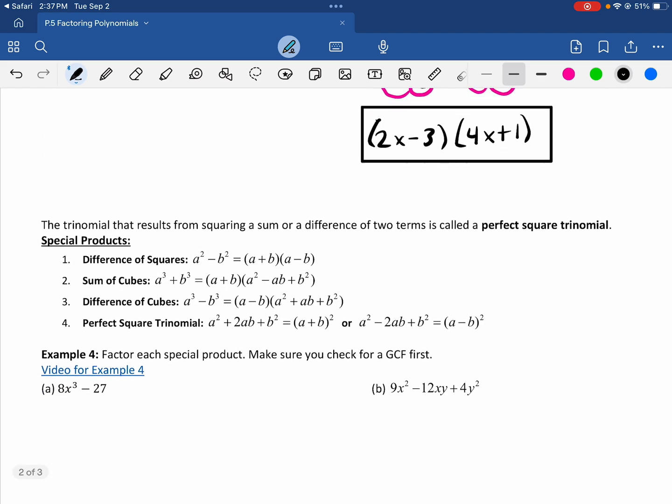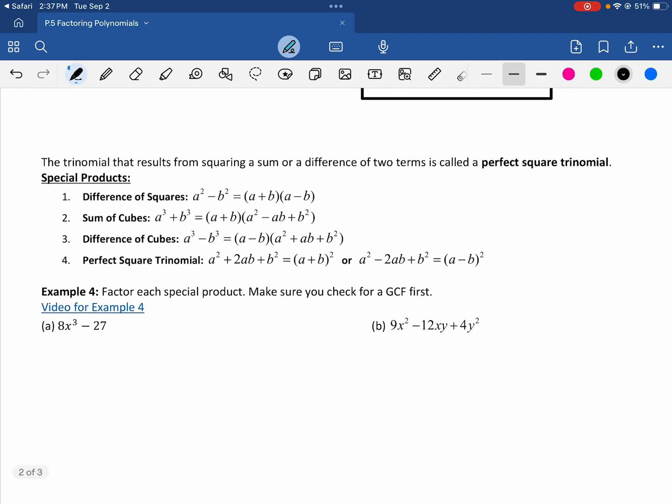Okay, we'll keep moving right along. The next ones are different special products that you can have, or special factoring. So difference of 2 squares, sum of 2 cubes, difference of 2 cubes, and then a perfect square trinomial. Again, the first one in example 4 is available for you in that video, and then I'm going to do the second one.